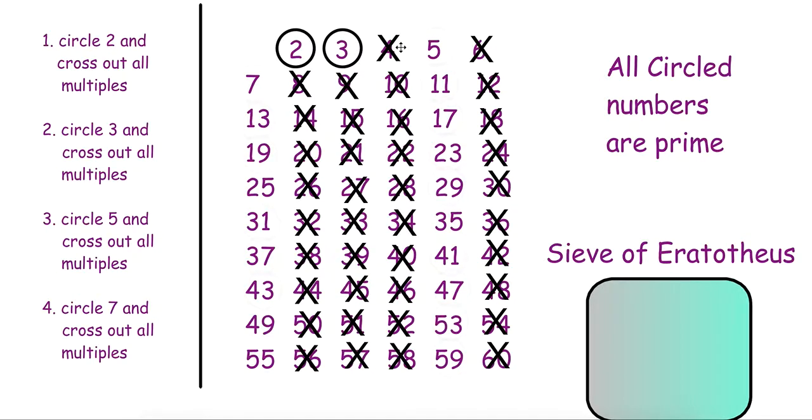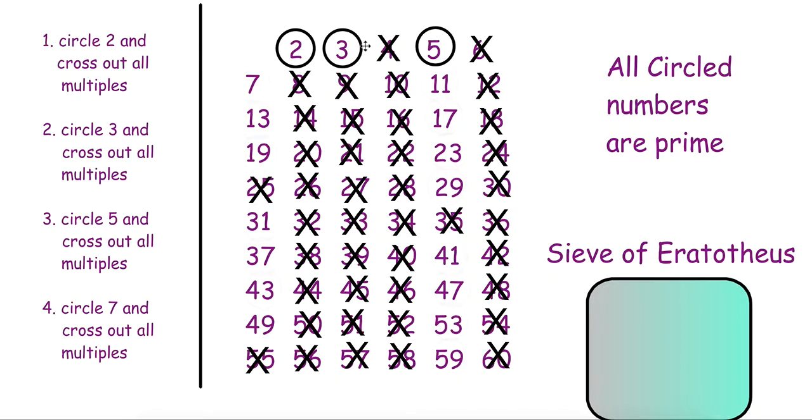4 is already crossed off because it was a multiple of 2, so let's do 5. So let's do multiples of 5. 5, 10, 15, 20, 25. You'll see a pattern going diagonal. 30, we have to cross off 35, 40, 45, 50, and 55.